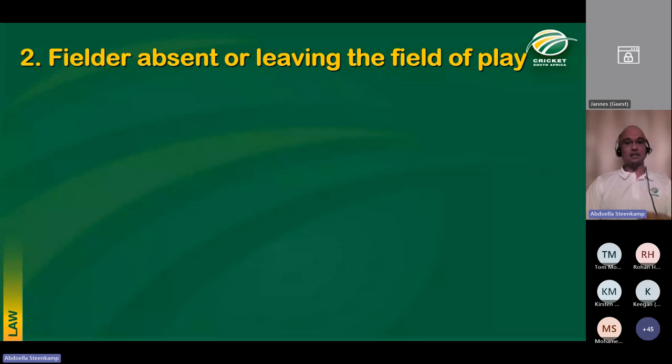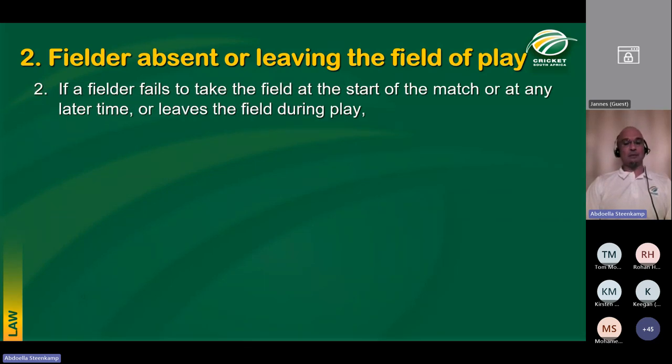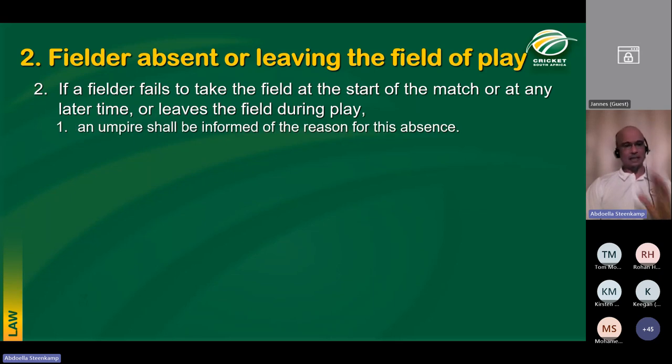So what happens if a fielder is absent or a fielder needs to leave the field of play? Players used to abuse this law. They would fake injury just to go off to have a rest, to have a rub down, to have a shower. The lawmakers just tightened this law slightly. So what did they decide? They decided that yes, if a fielder comes to you and says, umpire, I'm injured, the fielder needs to come to you, and that fielder needs to inform you that he or she is leaving the field and why he or she is leaving the field.